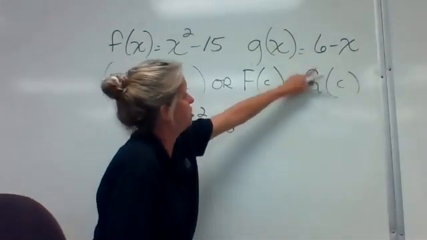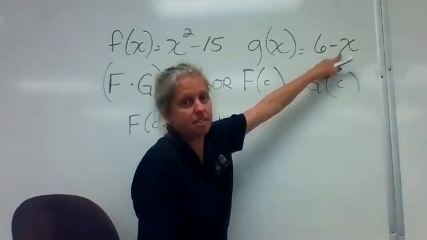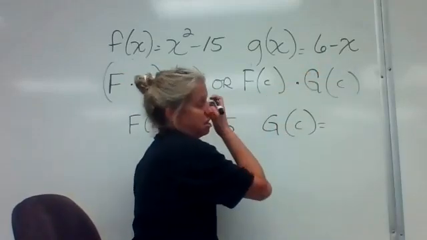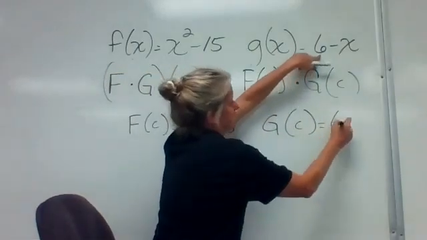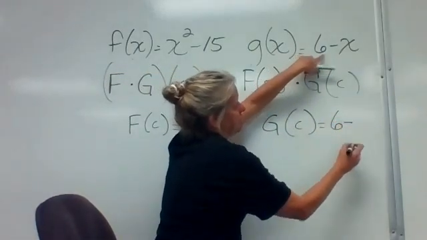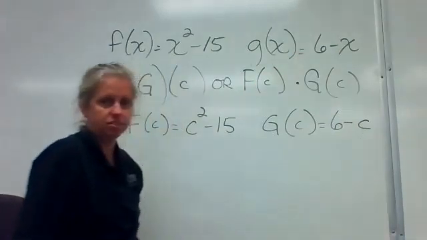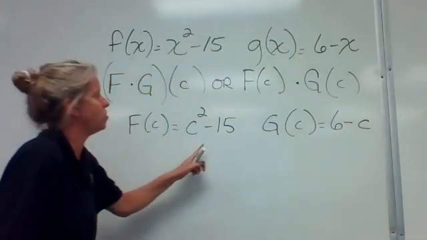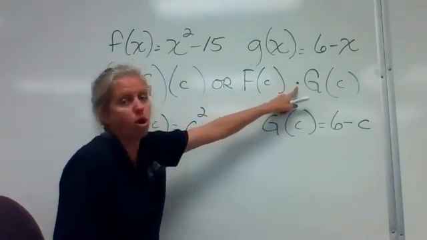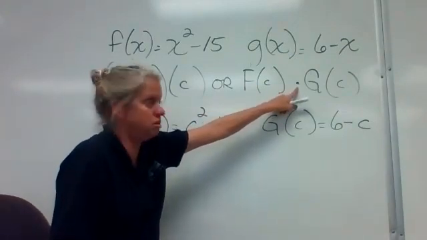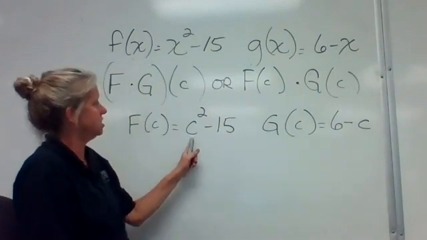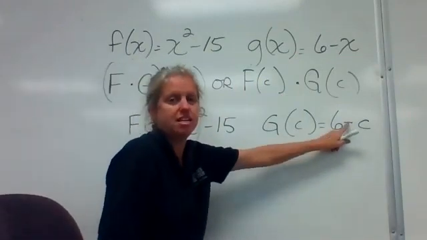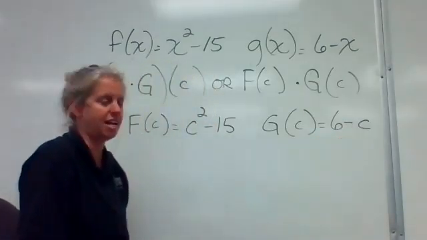Then I'll find the g function and replace its x with a c. So I'm finding g of c. So I have 6 minus, instead of x, it's c. Now here's a weird part. What does it want me to do with my two answers? It wants me to multiply them together. So what am I multiplying together? c squared minus 15 times 6 minus c.